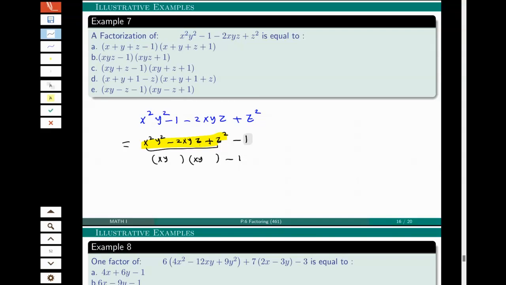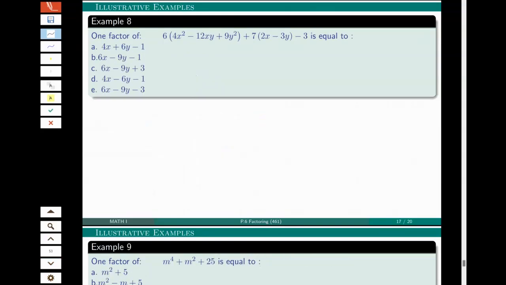So that will be xy times xy plus both are minus, so it will be z times z, so that will be xy minus z all squared minus 1 squared, so it's a difference of 2 squares. So it will be the square root of the first, which is xy minus z, minus the second, times xy minus z plus the second. So which one is the answer?